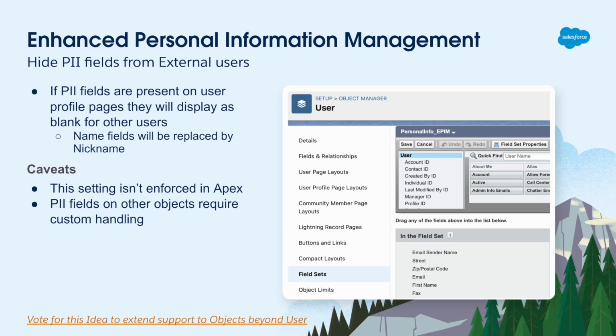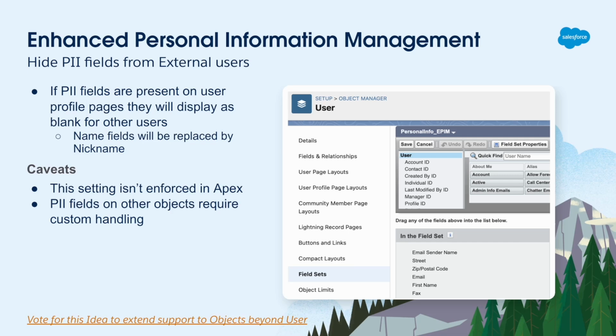However, there are a few caveats. The first one, this isn't enforced in Apex. So if you have a custom component that queries these fields in Apex, this setting isn't enforced. Secondly, in its current state, this feature is only supported for the user object. So if you have PII on other objects, more commonly say the contact, then you would need some custom handling here. On the positive side, you can apply the same principle, that's query the field set in Apex and then grant or revoke access as needed.